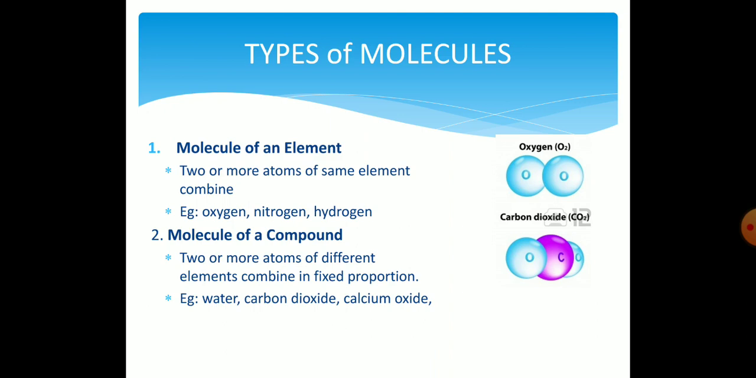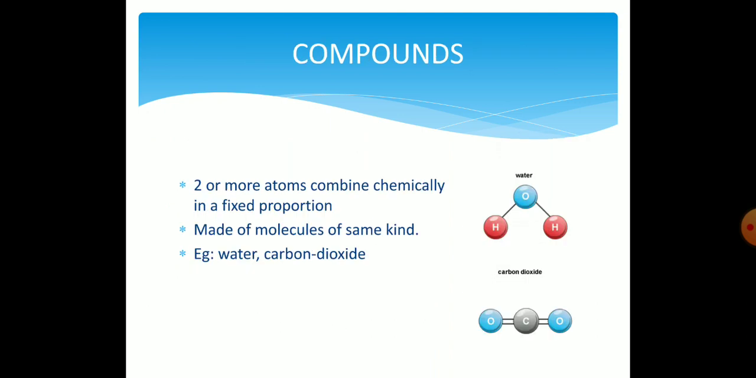That is, if the atoms are of the same element, then they are called as molecule of an element. Then if the atoms are of different elements, then it is called the molecule of a compound, or you can say simply compound. For example, we have water, the same carbon dioxide. That is two or more atoms of different elements. Two or more atoms of different elements combine in a fixed proportion.